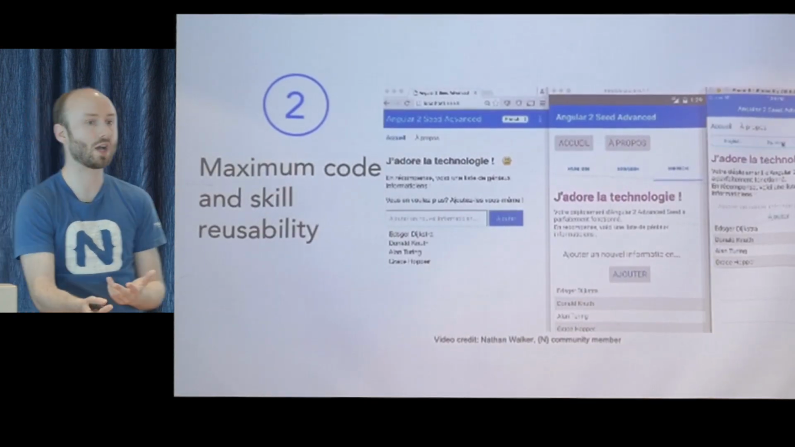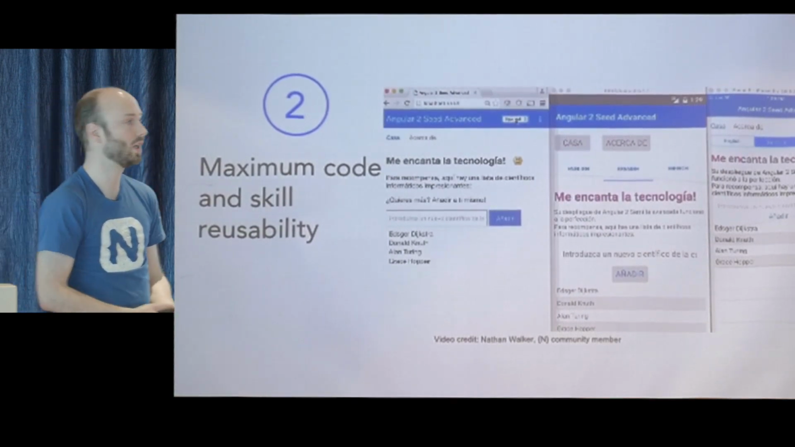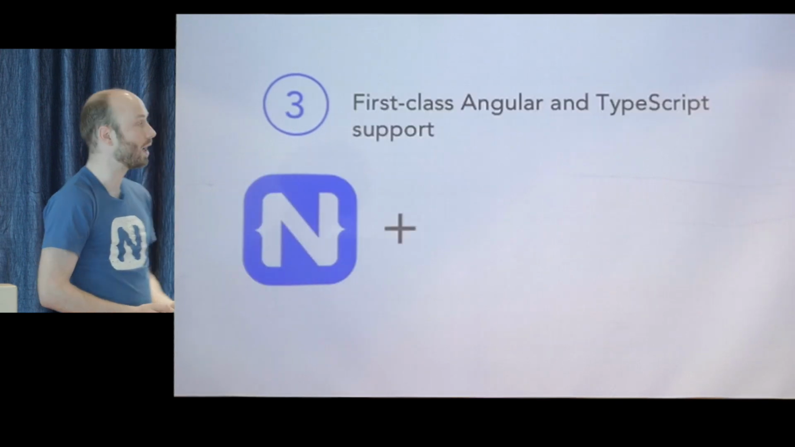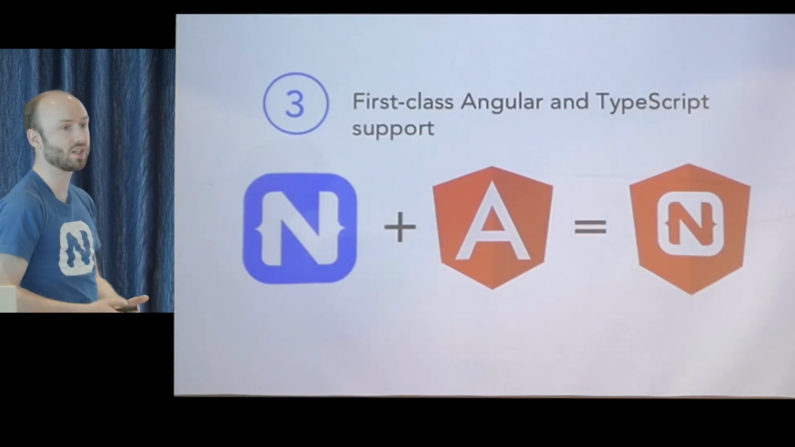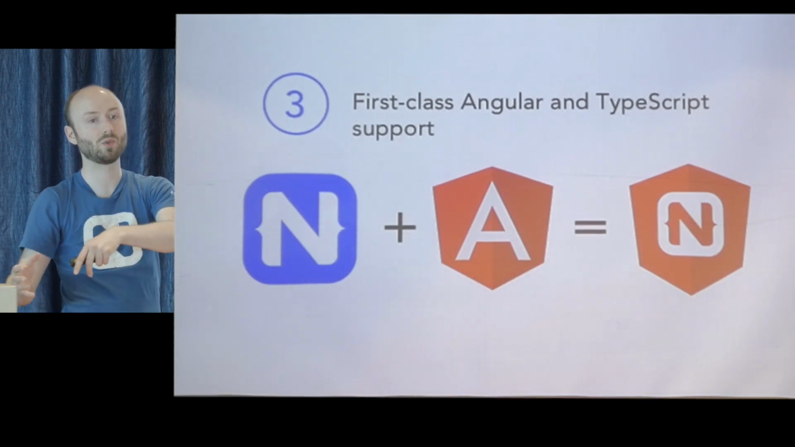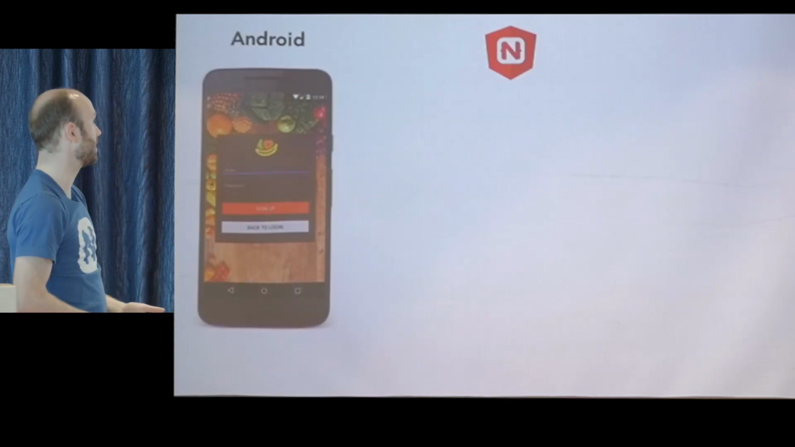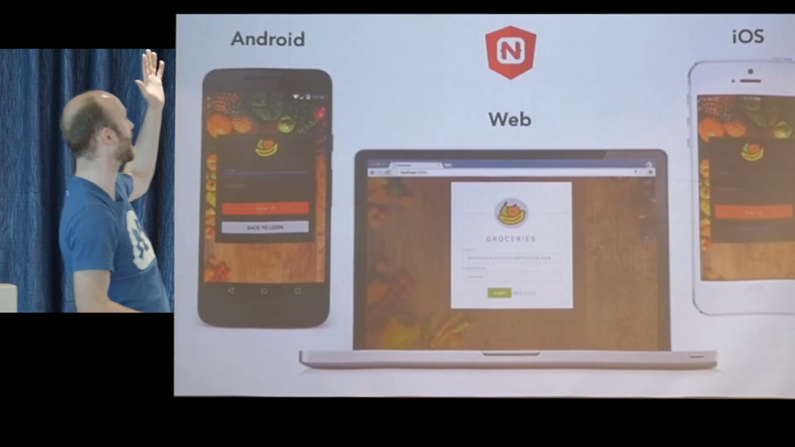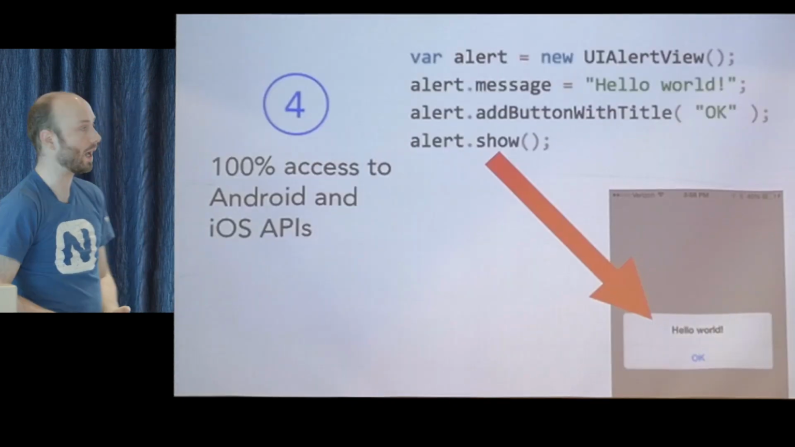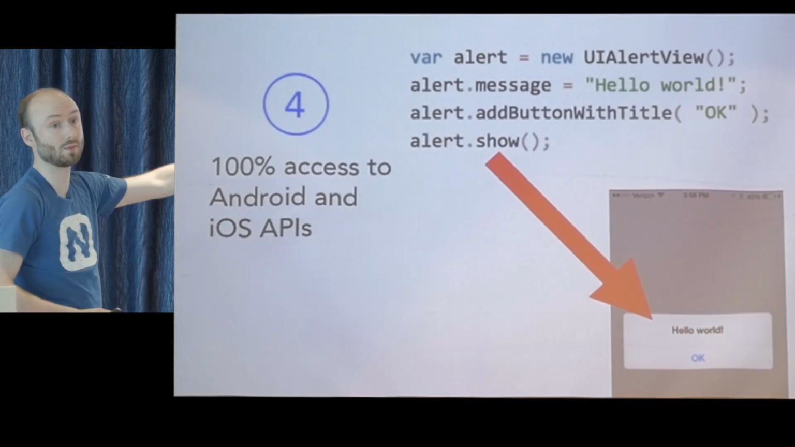Since you already know Angular or JavaScript, you can reuse all the skills that you have. If you know how CSS works, perfect, you can reuse those skills. And pretty much Angular is a first-class citizen inside NativeScript. So it's not just some tiny wrapper that we wrote around it. It's actually a part of the whole framework. As a result, you can use NativeScript to build Android and iOS applications, while Angular itself gives you the web.